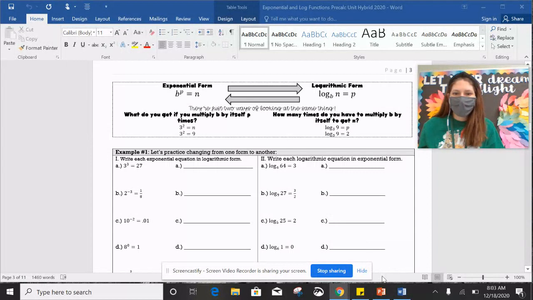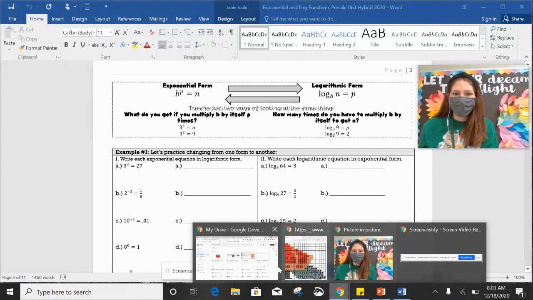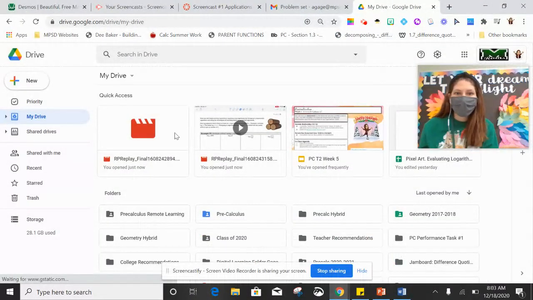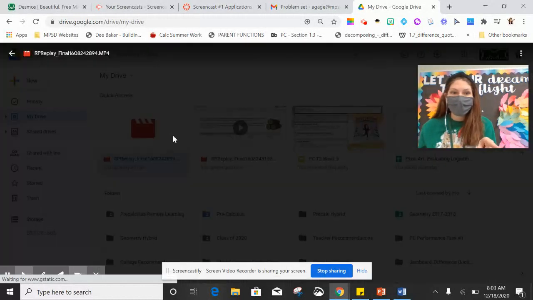All right, so switching forms. So let me see if my video loaded. I don't think that it did. So I'm going to stop this and see if it loads.